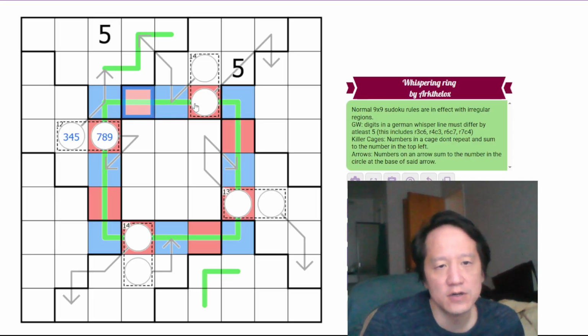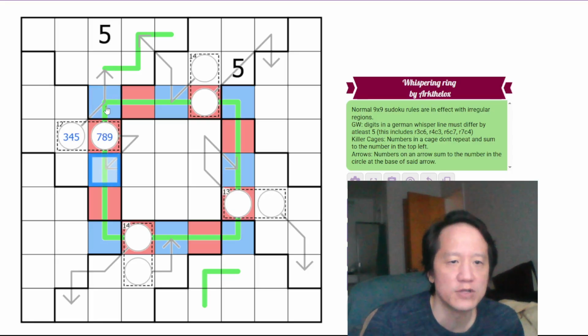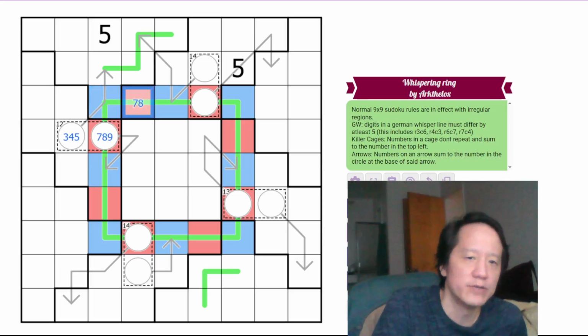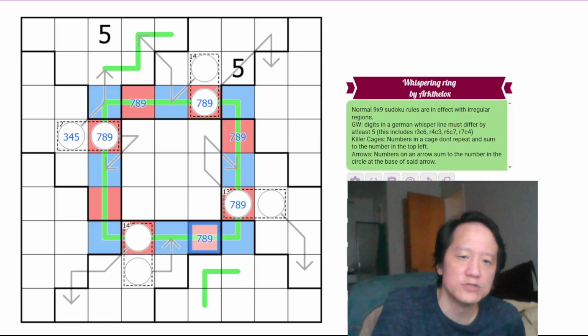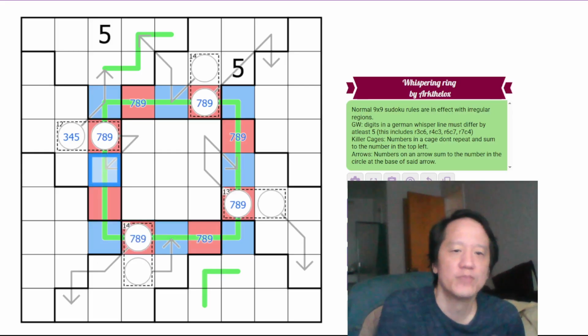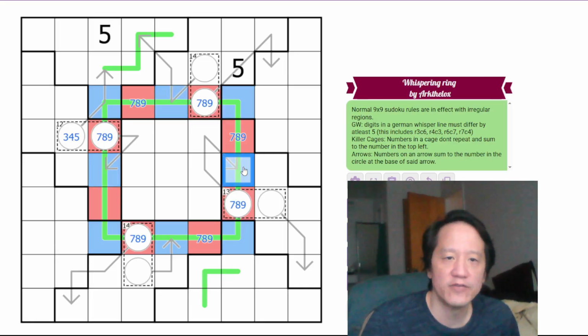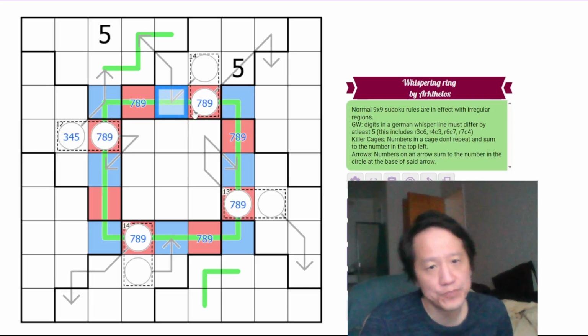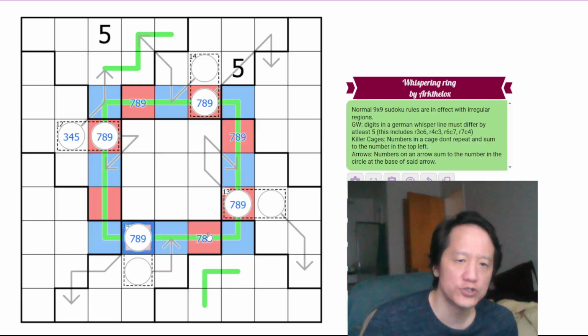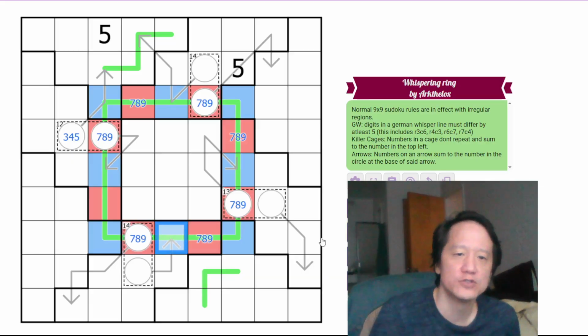The thing is, all the high digits here are between two unique digits on a German whisper line, right? Because we can't have repeats within a column or a row. So, because of that, these have to be 7, 8, or 9, right? All of them, because they're all next to two unique digits on a German whisper line. All the middle digits here, then, have to be 1 through 3, right? Because they're next to two unique digits on a German whisper line.